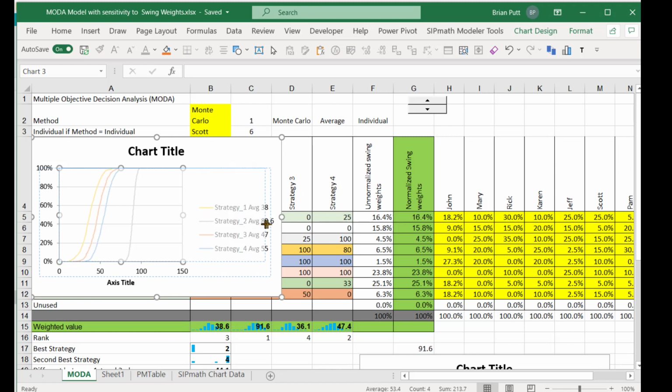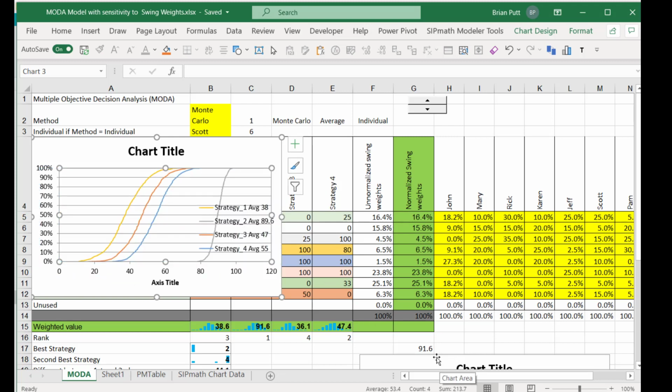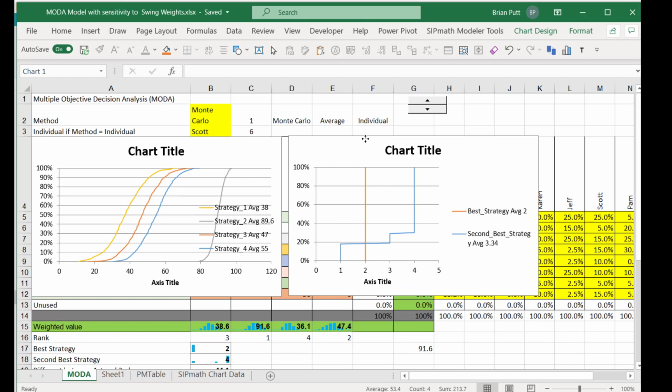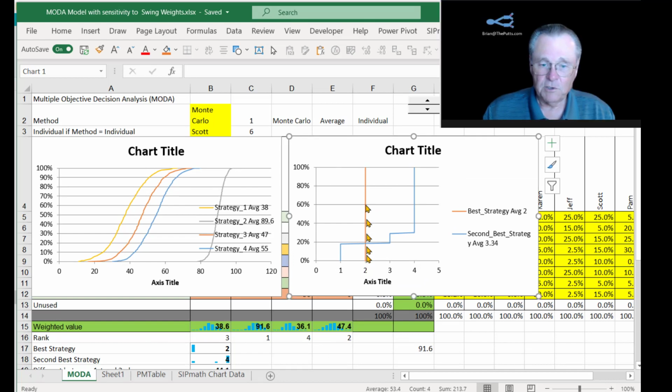So what can we conclude from all this? Let's put these two charts together here. So clearly strategy 2 is the best. It's clearly the best over here. You come over here and you might argue that strategy 4 is always the second best, but that, if we see, is not the case. Strategy 4 is only the second best 30% of the time. So there are times when strategy 1 is actually better than strategy 4.